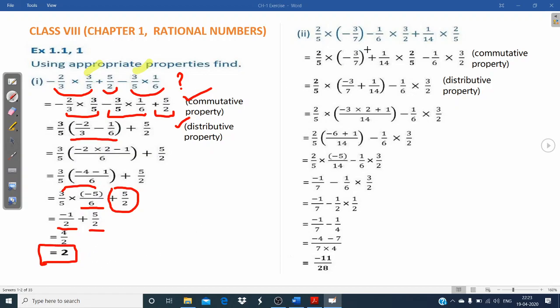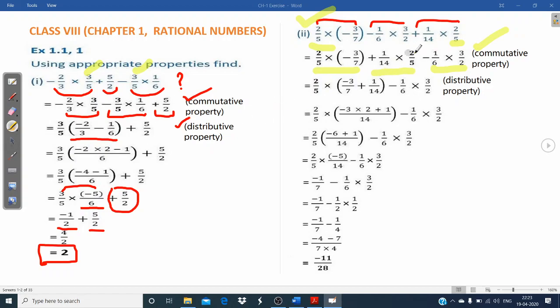Similarly, in the next question, first we will find the total number of terms. This entire part is your first term, along with the sign this will be your second term, and after the plus sign this will be your third term. Now we will see, is there any common term? In the first term 2 by 5 is present, and in the last term also 2 by 5 is present. So we will rearrange them and take 2 by 5 common. The first term stays as it is, the third term is written next, and the second term is written last. Whenever you are rearranging, the name of the property is the commutative property.